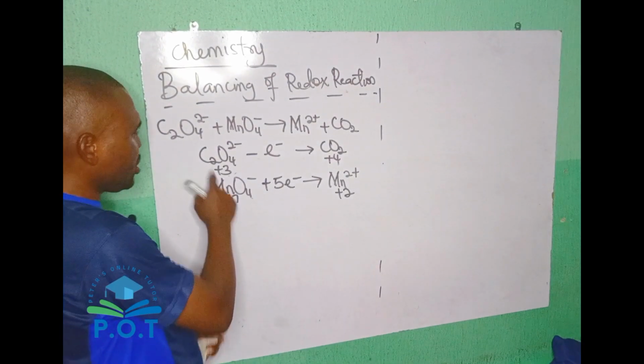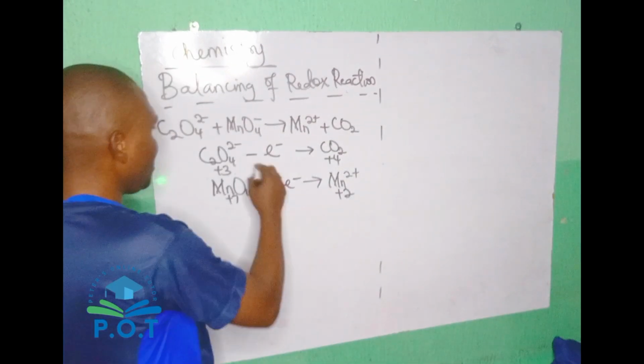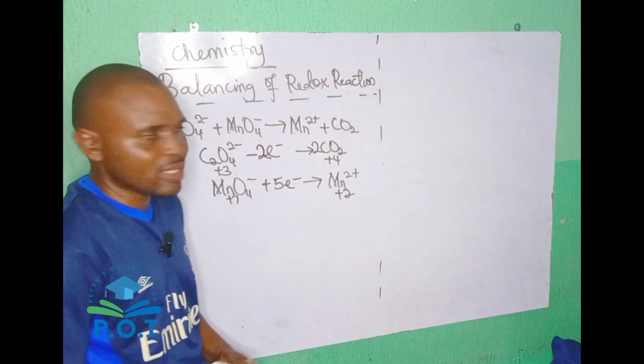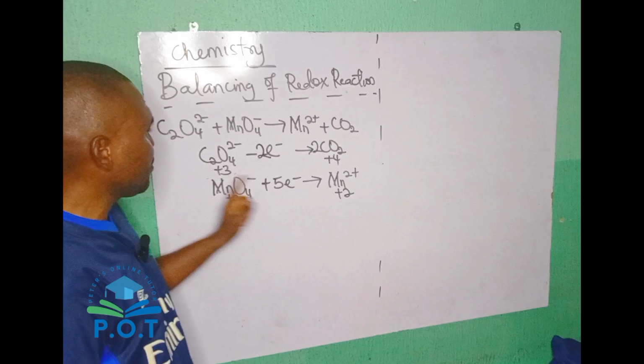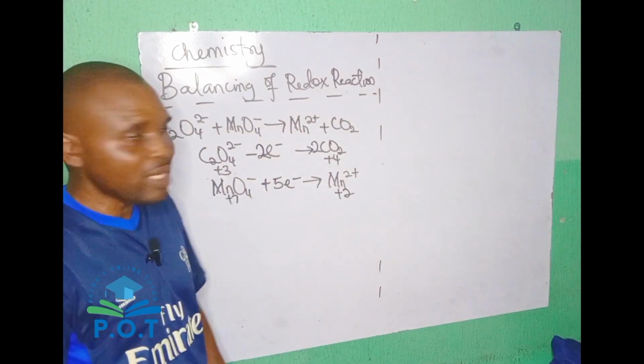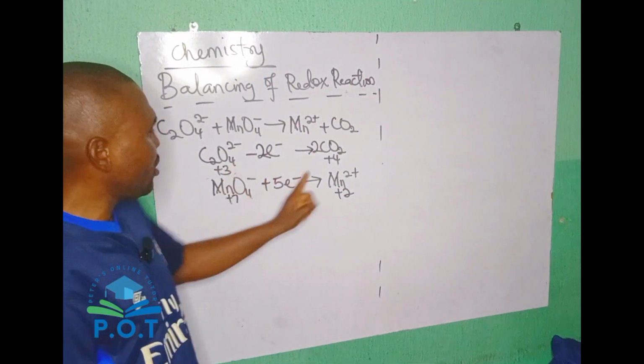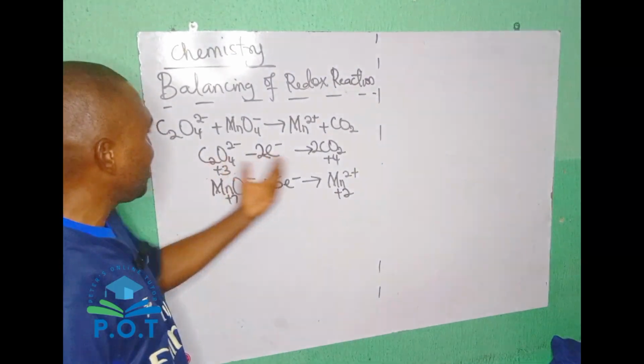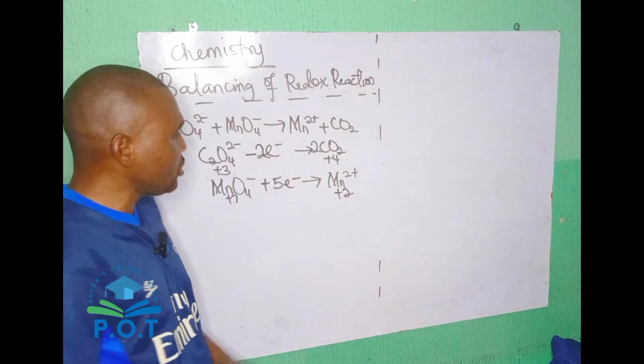Now, because of the 2 here attached to carbon, I'm going to put 2 here and then 2 here. So let's check if it is balanced. Carbon is 2 here, carbon is 2 here, carbon is balanced. Oxygen is 4 here, oxygen is 4 here. 2 times 2, that is 4. So oxygen is balanced on both sides of the equation.